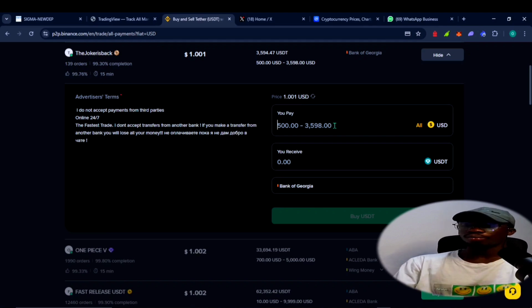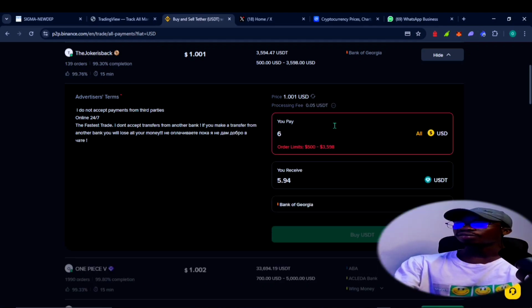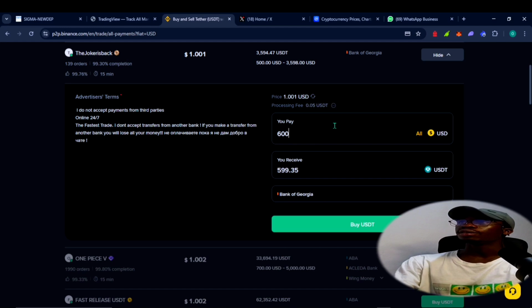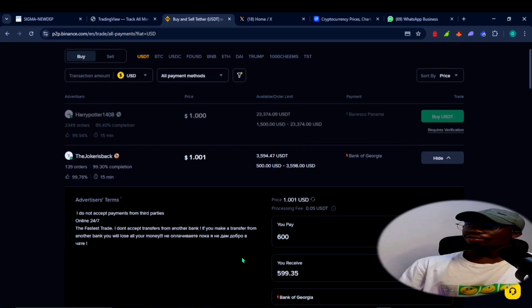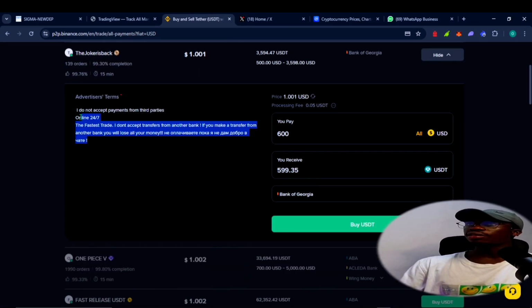Assuming in this case I want to buy, let's say, 600 US dollars from him, right? I'll be getting 599.35, and that is because there will be transaction charges for this transaction. I'll click on Buy USDT. By doing that, it's going to provide you the account to send the transfer to, or transfer the money to him, of his choice, like you stated here.